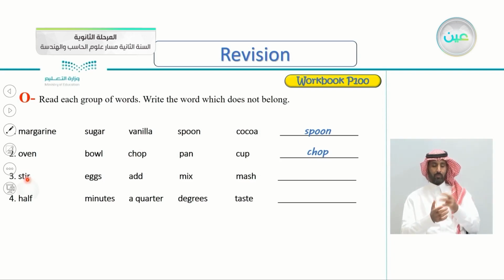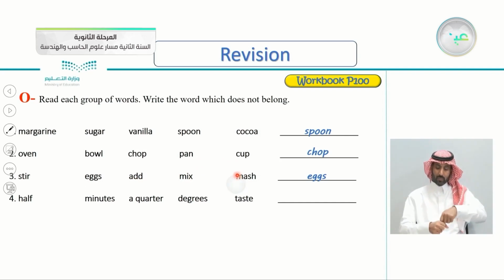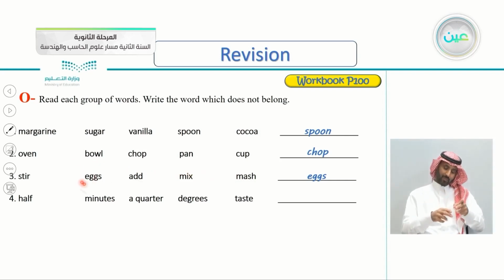Number 3 here, stir, eggs, add, mix, mash. Stir, eggs, add, mix, and mash. Of course, this is an easy one. It's eggs, because all of these are actions. To stir, to move the soup with a spoon, to stir it. Add, to add something. To mix something, and to mash, like to mash a potato, for example. So all of these are actions except for eggs.